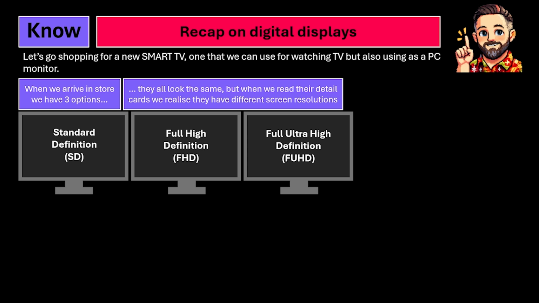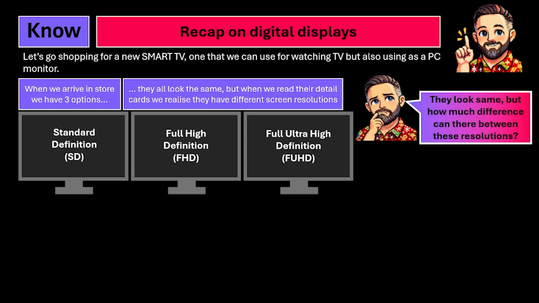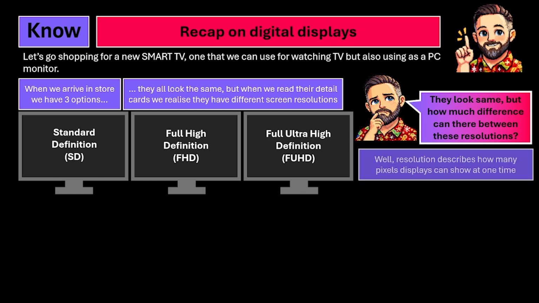They all look the same, right? But when we read their cards, they're slightly different and they have different screen resolutions. Each of these three things, standard definition, full high definition, and full ultra high definition, actually are very different, and we're going to see how in a second. So we see three TVs, they look the same, but they have these written on their cards. So what does that mean? What is the difference?